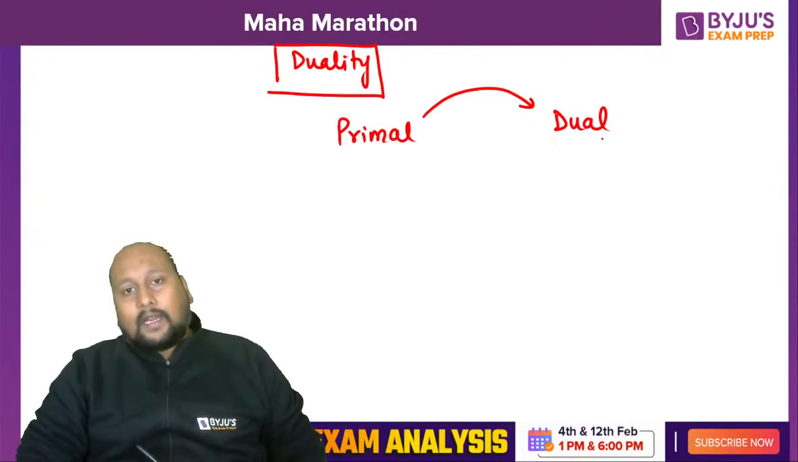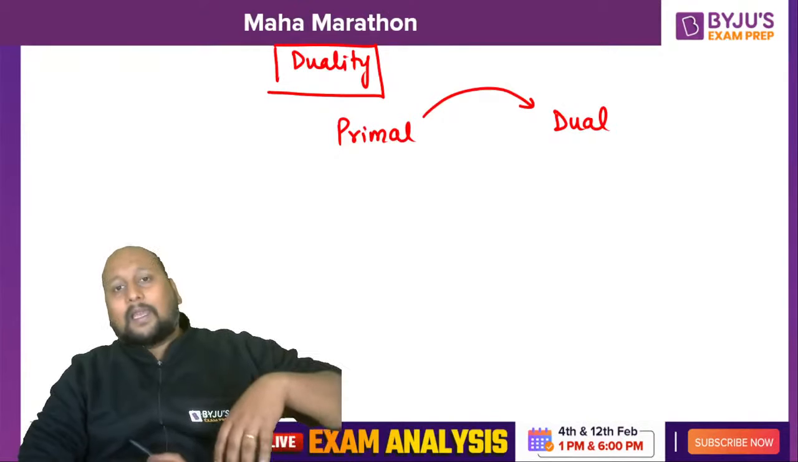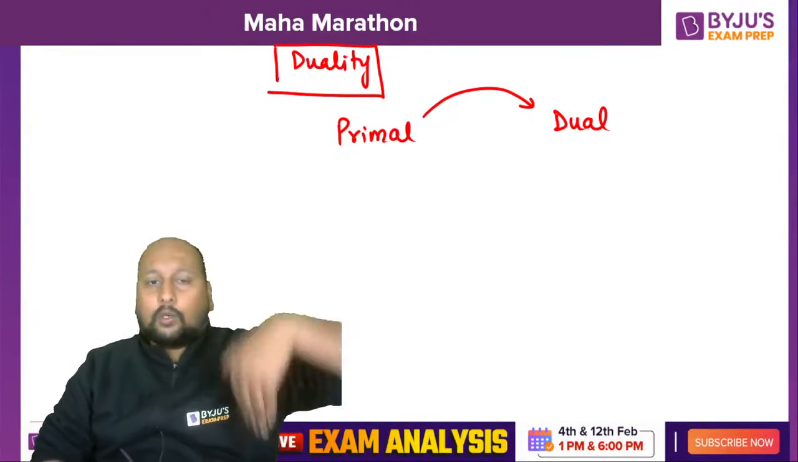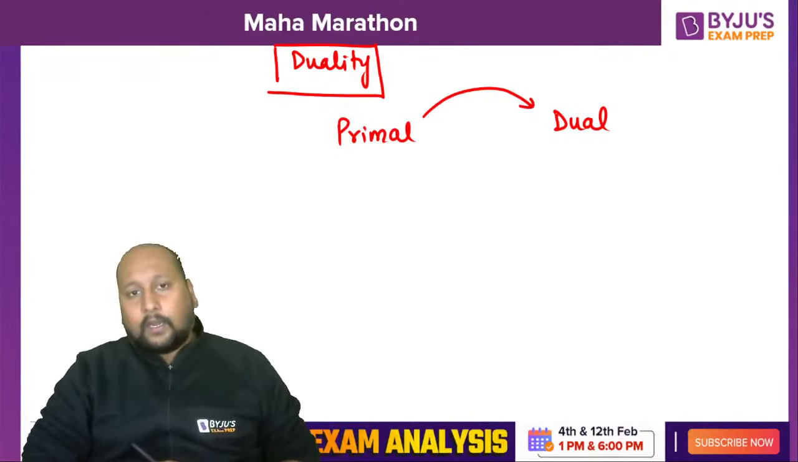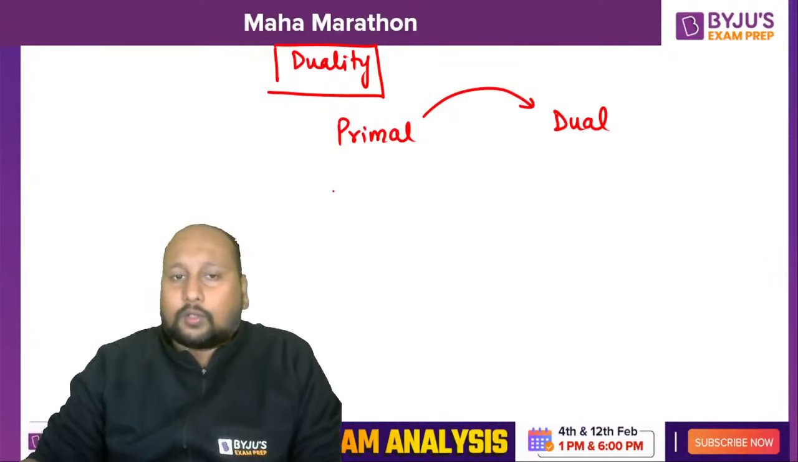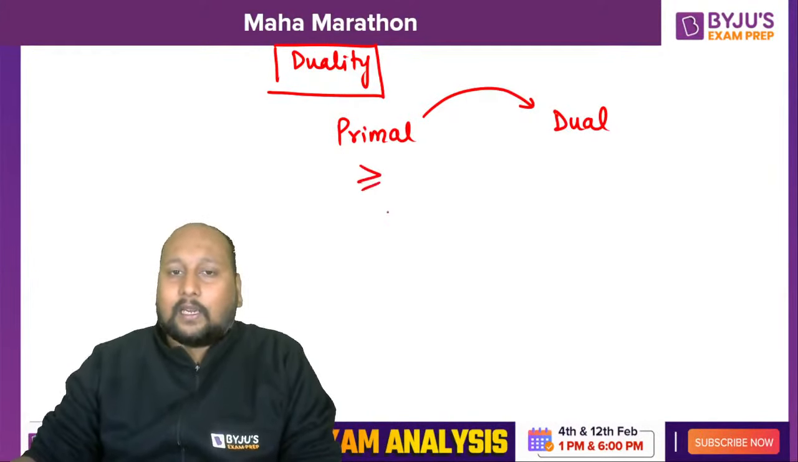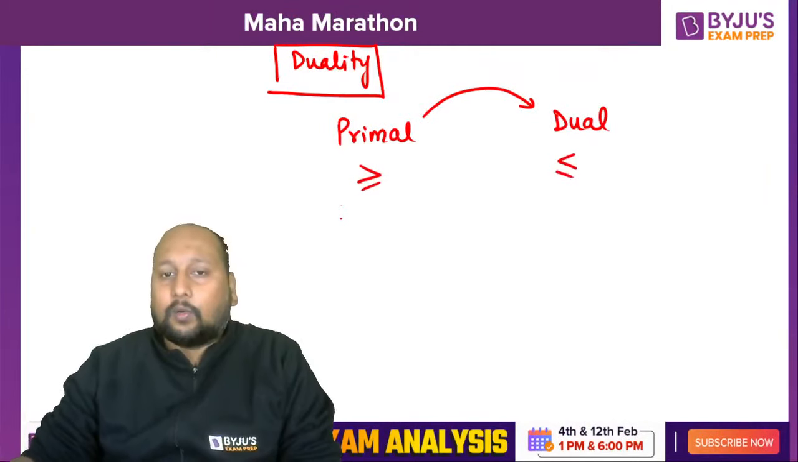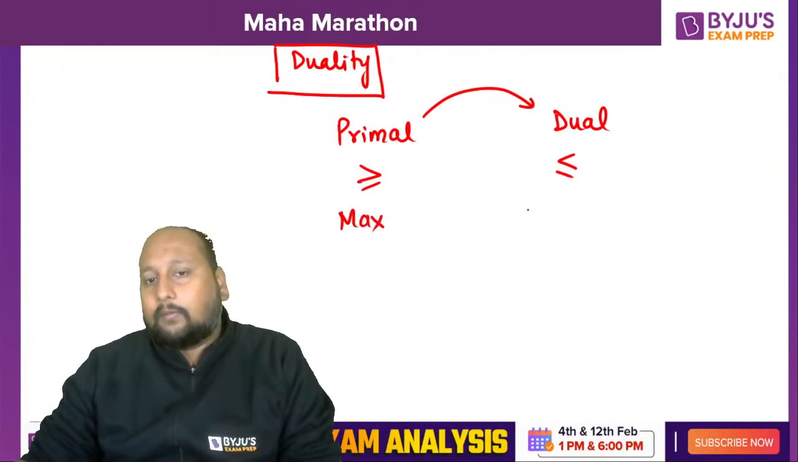Right? So how can we calculate the dual? Just by transposing the rows into columns and columns into rows. That means if you have a greater than or equal to sign, it will be converted to less than or equal to. If you have a maximization problem, it will become a minimization.